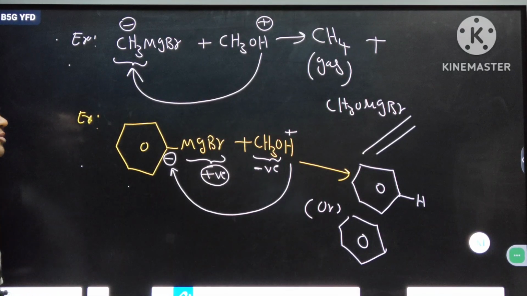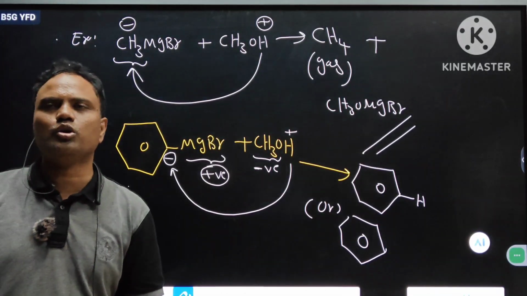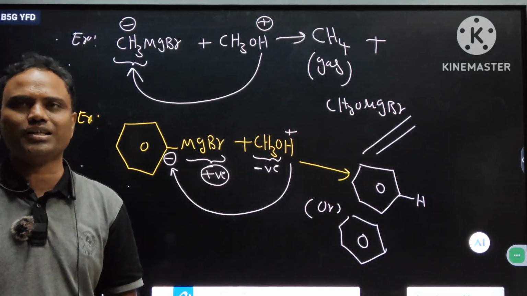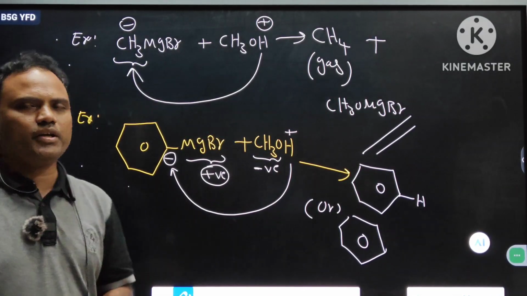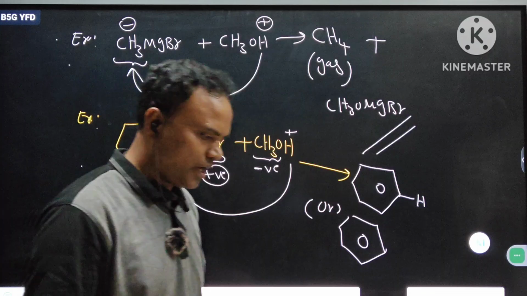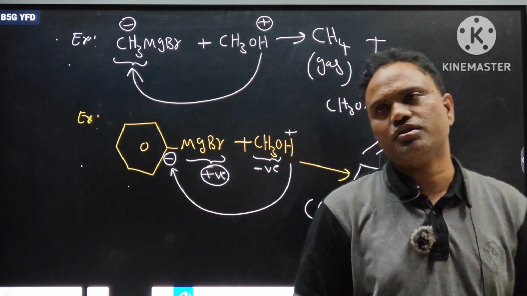So this is another property of alcohol. When alcohol is treated with Grignard reagent, alkanes are the products. When we take aryl magnesium halides, then the aromatic compound benzene is the product.